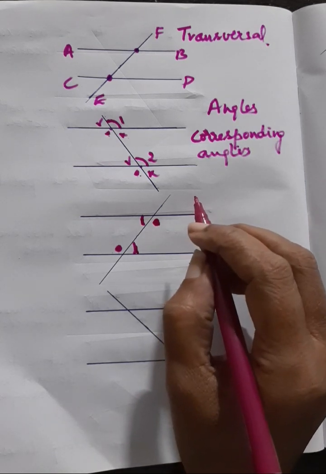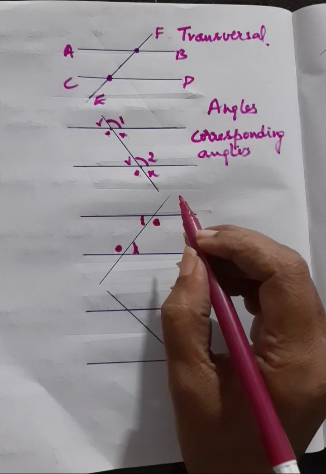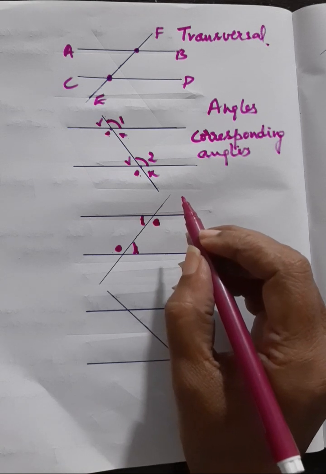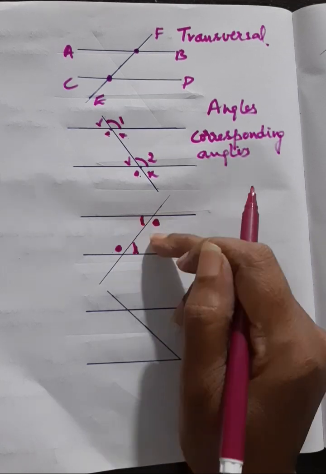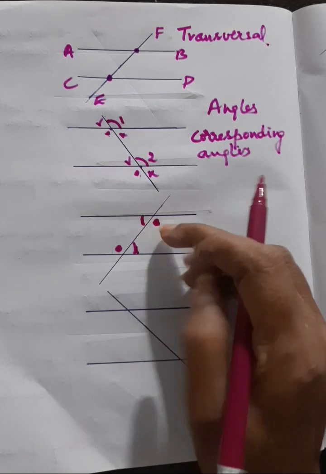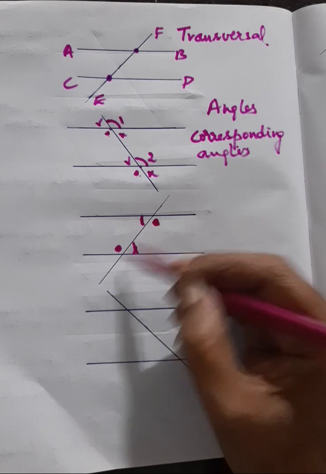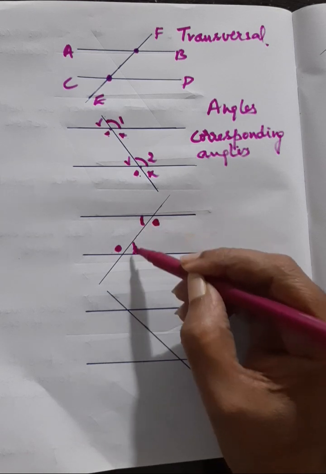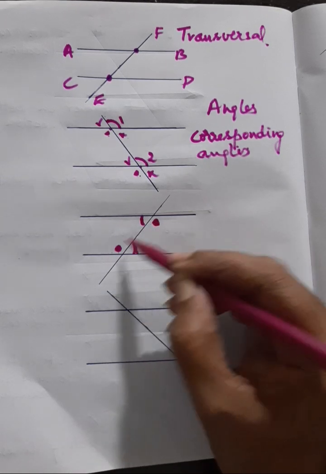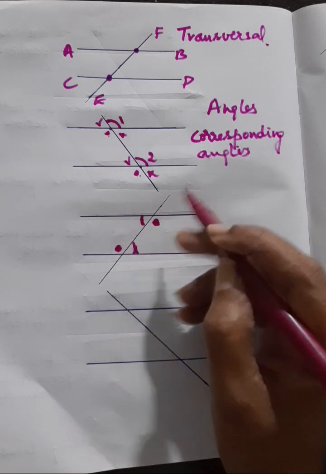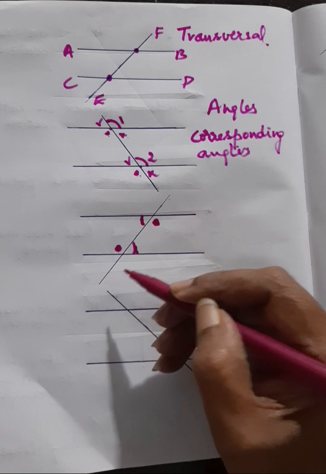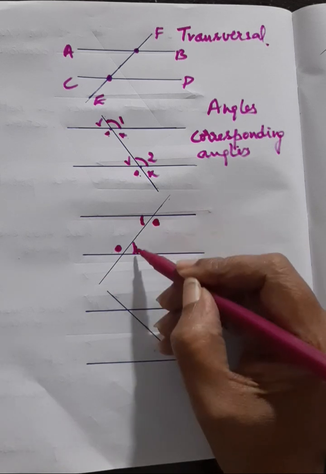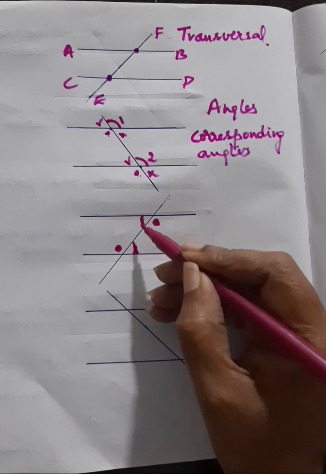Understood? No? That one is on opposite sides of the transversal. See, these are alternate interior angles that lie on opposite sides. See, this and this are on opposite sides of the transversal. This we call the transversal, and these alternate angles are always equal.